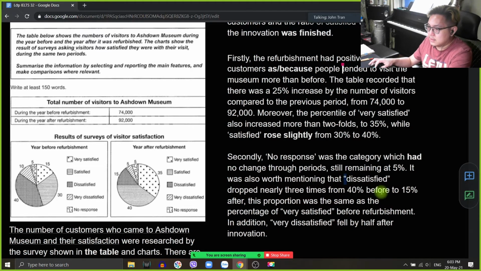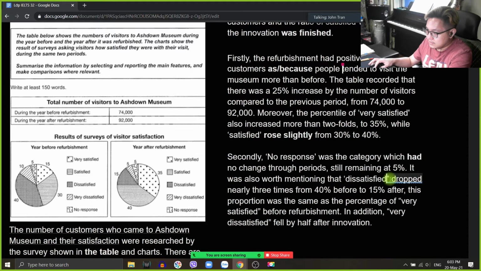Dissatisfied, cái dấu này nha, cẩn thận cái dấu nháy này nha các bạn. Just be careful with this, use the inverted commas, okay? Dissatisfied dropped nearly 3 times from 40% before to 15% after. Okay, good. Có một sự so sánh. There's a good comparison here. Cái dissatisfied nó giảm từ bao nhiêu? Từ 40 trước đó thành là 15 sau đó.